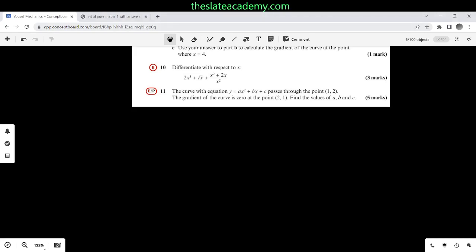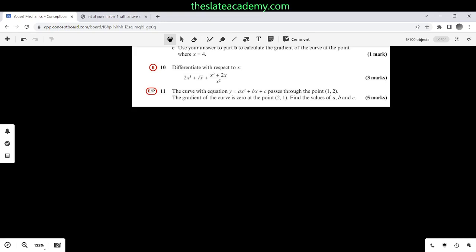We need to find the gradient, which is 0. To do that, I would use y equals mx plus c and make m equal to 0, and then I would have my y and x as 2 and 1. Why would you do that? Because I can find the constant c.